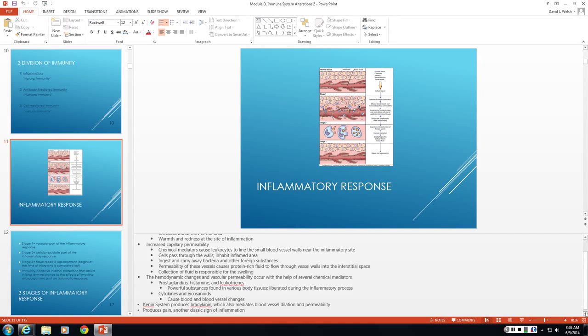Now, bradykinin is also produced, which also mediates the blood vessel dilation and permeability. And a lot of times this is going to produce pain, and that's another classic sign of inflammation.